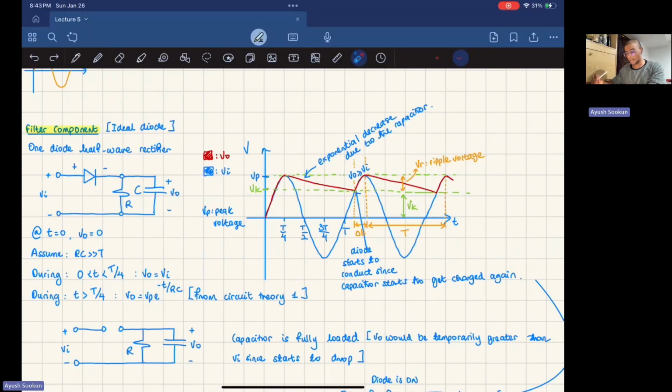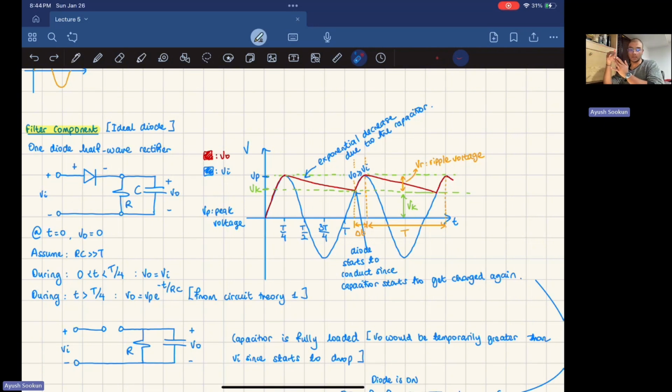Now, one thing to keep in mind is that at the start, when time equals 0, the capacitor is essentially an element that stores energy in its electric field. So when time equals 0, that input voltage is going to start to increase. So what's going to start to happen to the capacitor? It's going to start to accumulate energy in its electric field. It's going to start to charge, right?